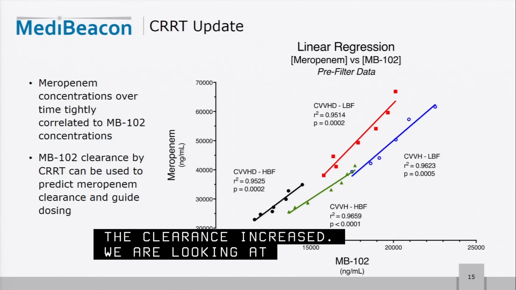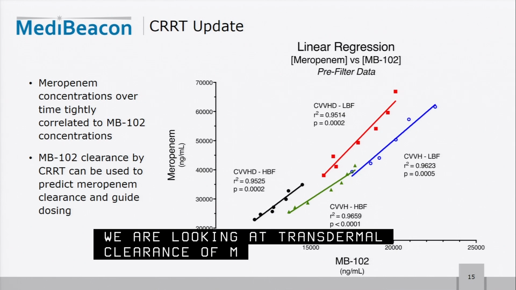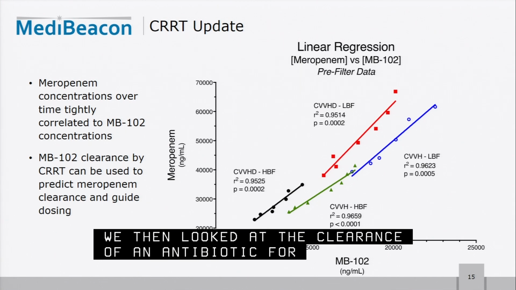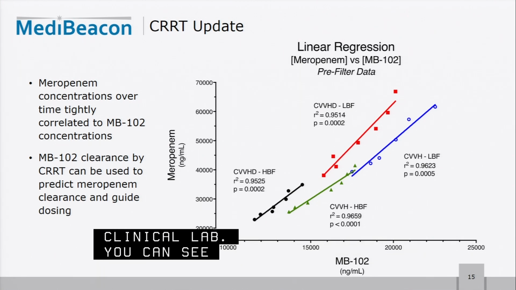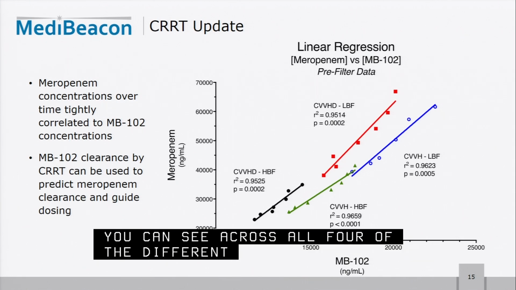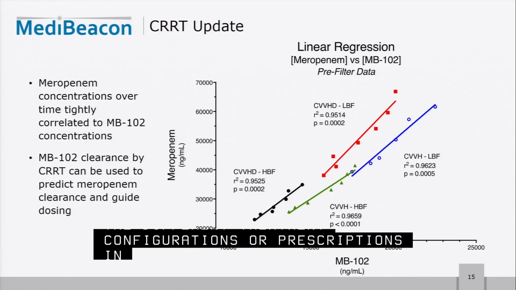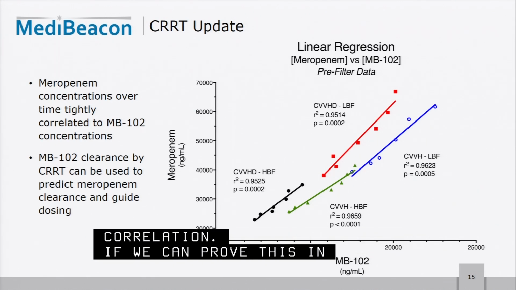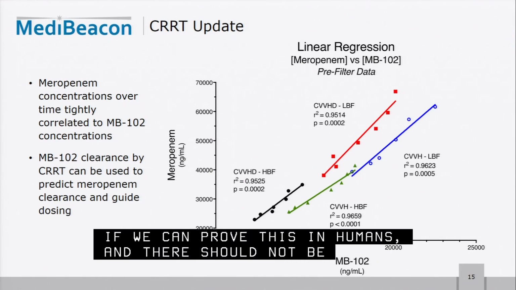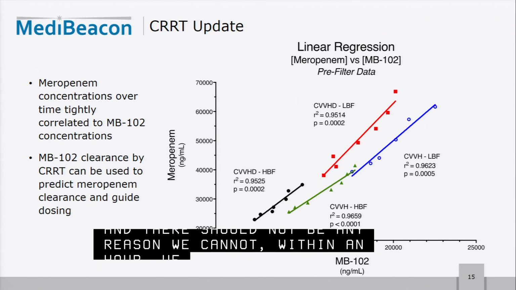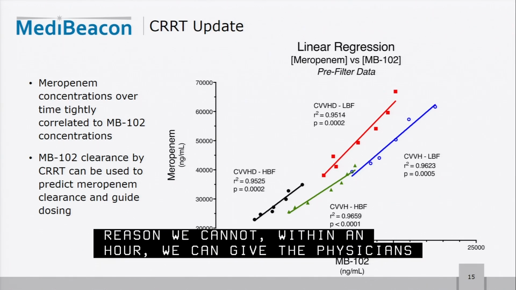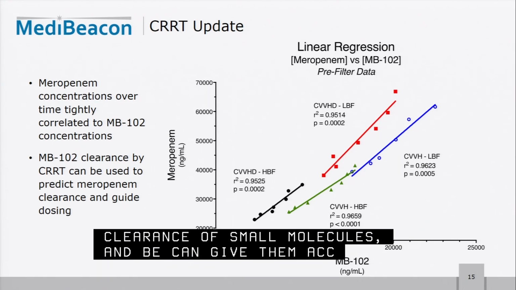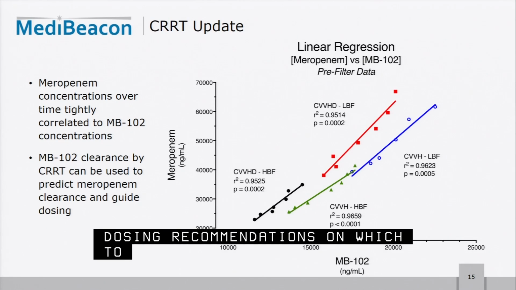We then looked at the clearance of meropenem, this antibiotic for which we do not have a bedside level in our clinical lab. And you can see across all 4 of the different treatment configurations or prescriptions in CRRT that there was a very tight correlation. So if we can prove this in humans, and there shouldn't be any reason we can't, within an hour we can give the bedside ICU physicians, clinicians, and pharmacists an accurate clearance of a small molecule, and we could give them accurate dosing recommendations on which to base meropenem, piperacillin tazobactam, or other life-saving antibiotics.